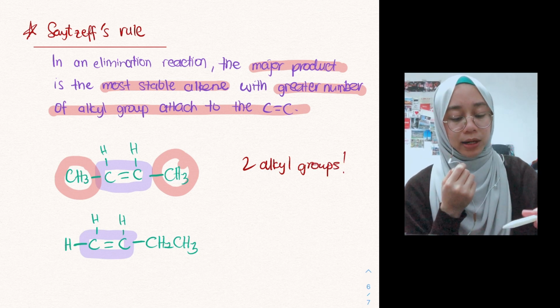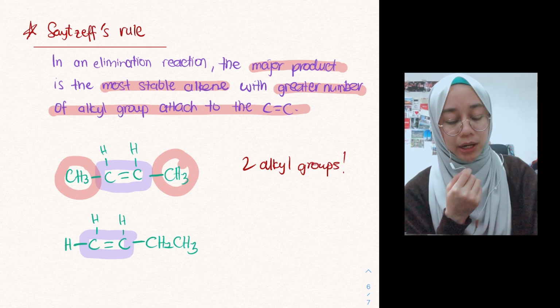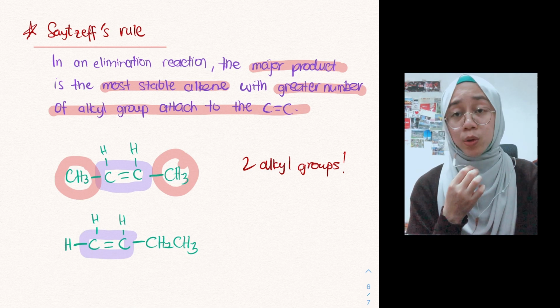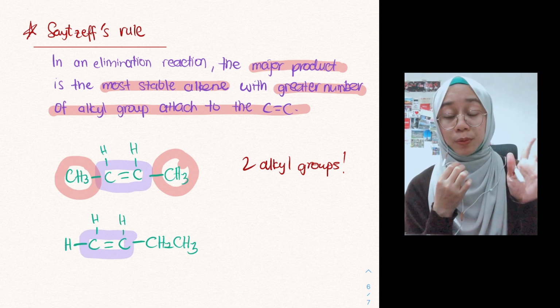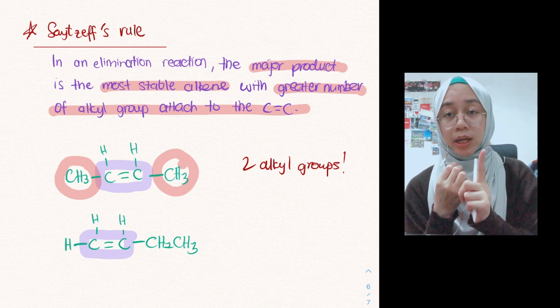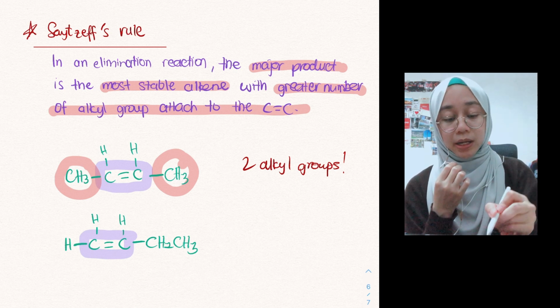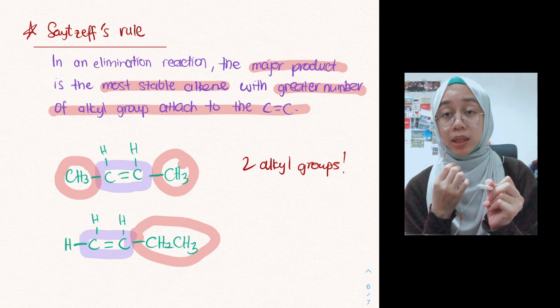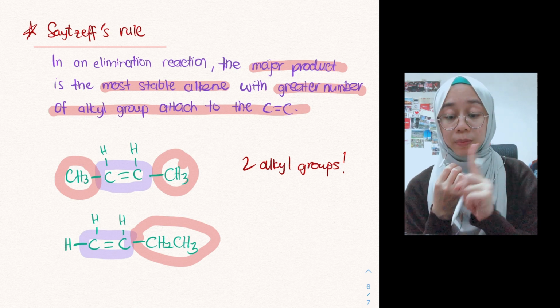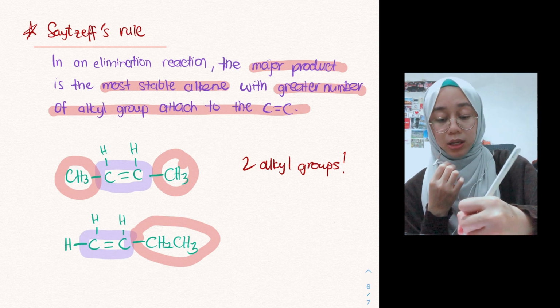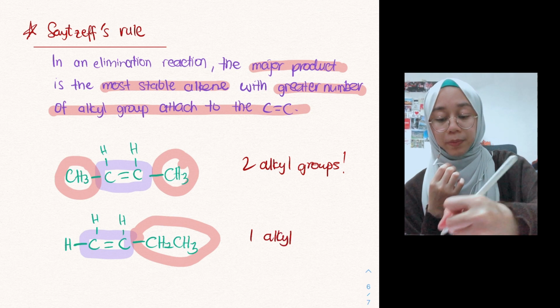Meanwhile kalau kita tengok pula yang bawah, yang butane tu, so C sebelah kiri ada dua-dua H, tak ada langsung alkyl group. Tapi C yang sebelah kanan dia ada satu H, which is not alkyl group, tapi dia ada ethyl. So ethyl ni considered alkyl group. Therefore untuk structure ni pula there's only one alkyl group.